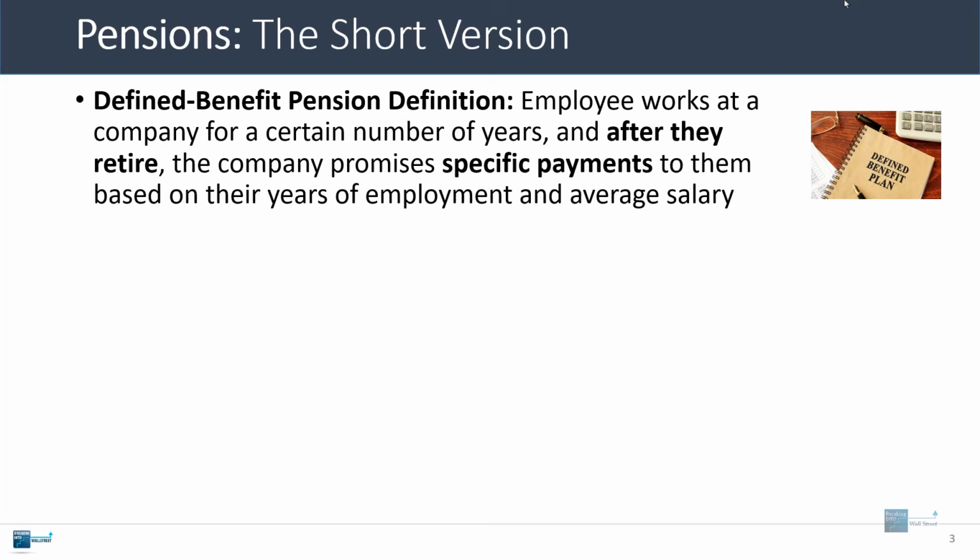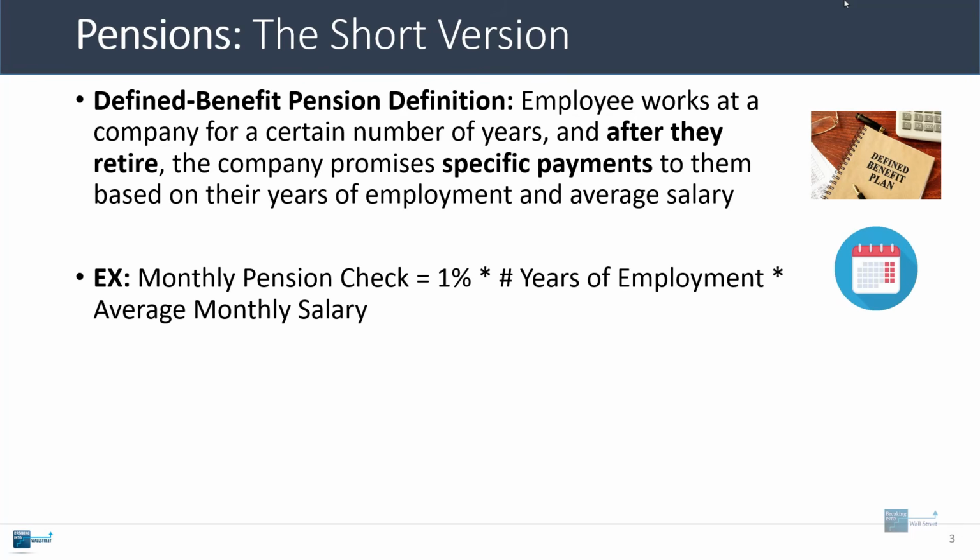Let's start by defining what exactly pensions are, and specifically defined benefit pensions. The basic idea is that an employee works at a company for a certain number of years, and then after they retire, the company promises specific payments to them based on how many years they worked there, and then what they earned on average during their time at the company. So for example, maybe the monthly pension check in retirement equals 1% times the number of years the employee worked there times their average monthly salary over that time, maybe adjusted for inflation or something like that.